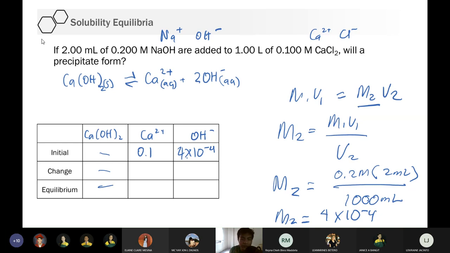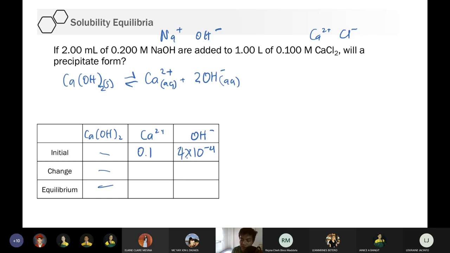Okay? However, for sodium hydroxide, ito yung kailangan natin gamitan ng dilution formula. Bakit? Yun nga, yung 2 ml kasi magiging 1 liter siya. No? So it will change by a lot. No? 500 times yung ililiit niya lalo. Okay? So that's why we use the dilution formula here para malaman natin what is the final concentration of OH in our solution. So using this equation, we get 4 times 10 raised to negative 4 molar. That's the concentration of OH in our solution.